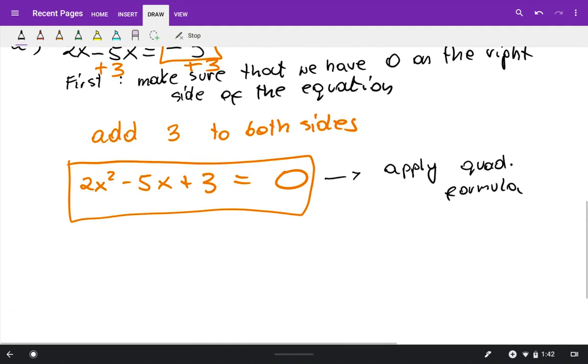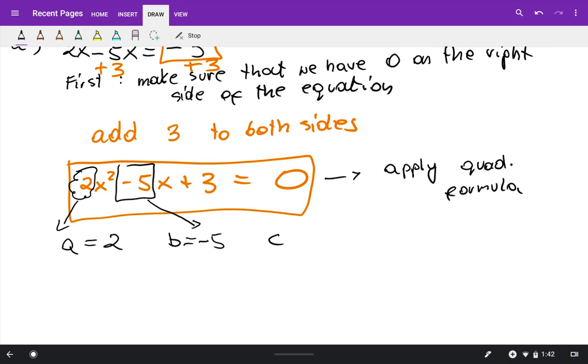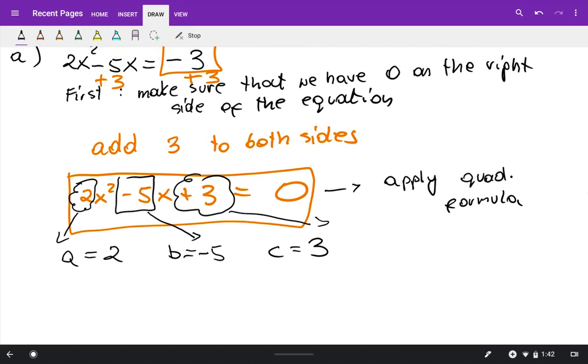So to apply the quadratic formula, first we need to figure out what a is, what b is, and what c is. A is the coefficient in front of x squared, so a is equal to 2. B is the coefficient in front of x. So like you see, b is equal to negative 5. You take the number and operation in front of it. C is always the number which stands by itself, so it's positive 3. Okay, so this is c. Now that we know what a, b, and c are, I'm ready to apply the quadratic formula.